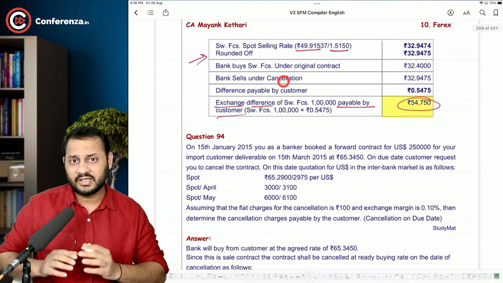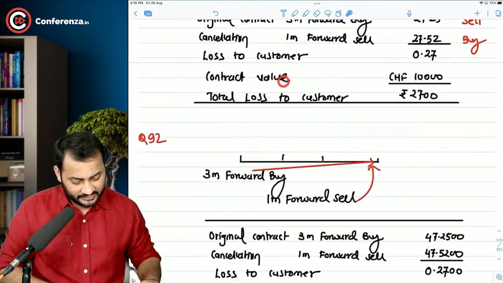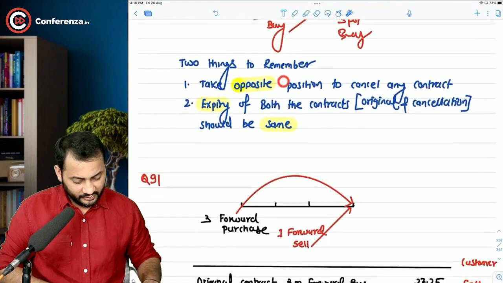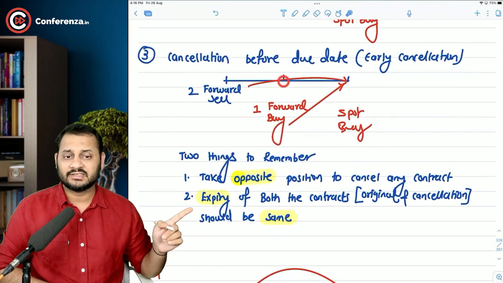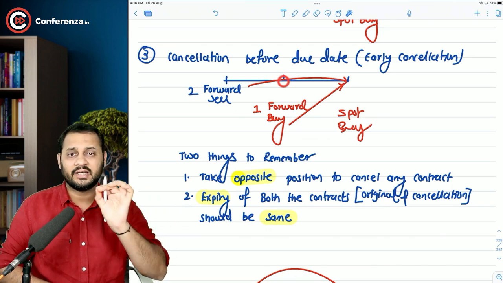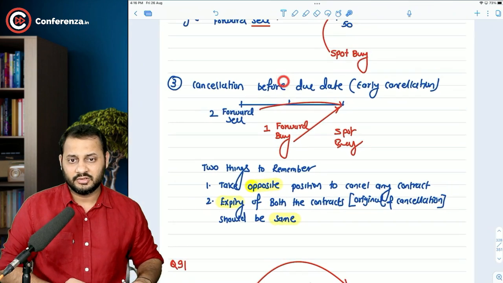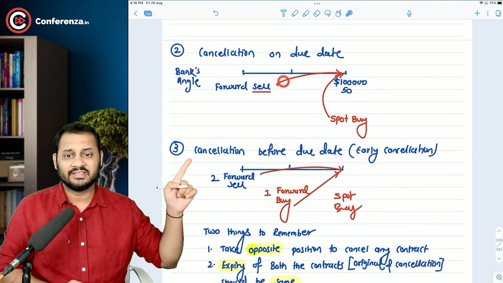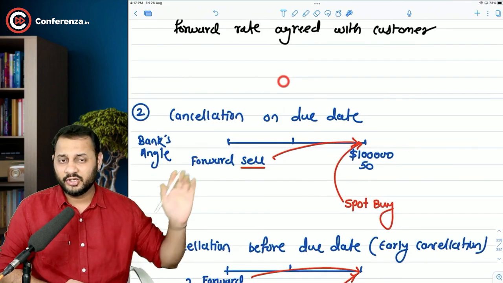This is early cancellation. The only thing to remember in case of early cancellation is that you enter into such a transaction where the expiry of the cancellation contract is the same as that of the original contract. The rest of the things will be followed automatically. So this is a cancellation before due date. But what happens on cancellation on due date?